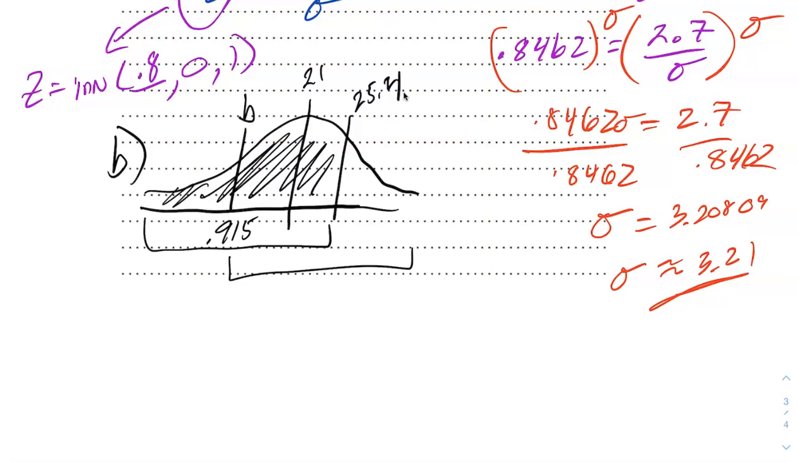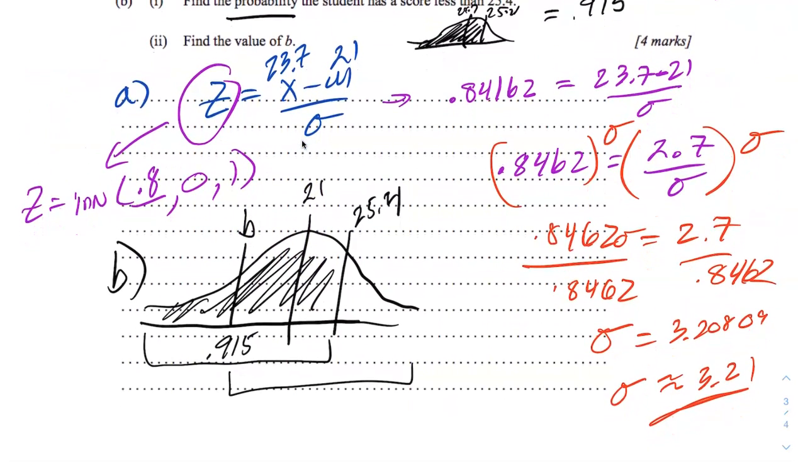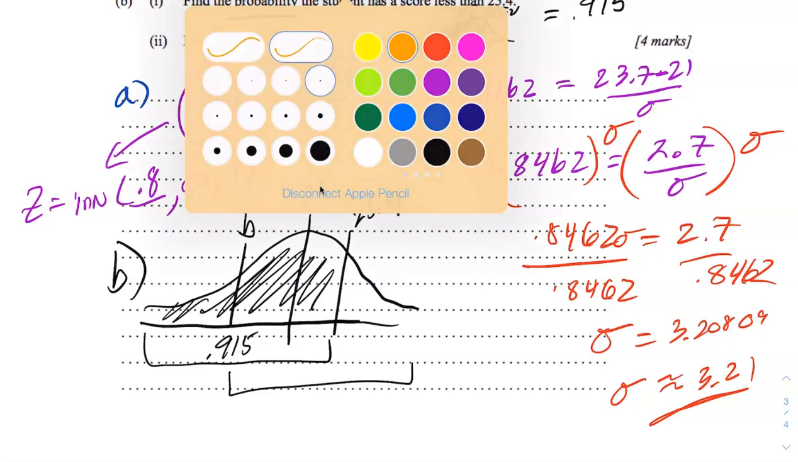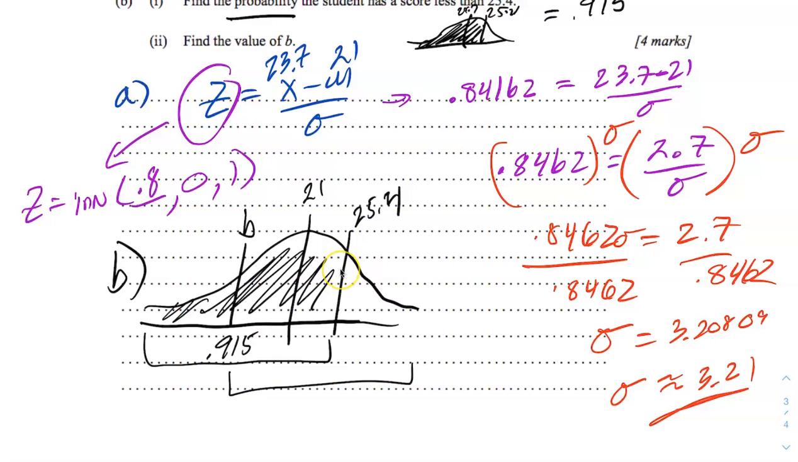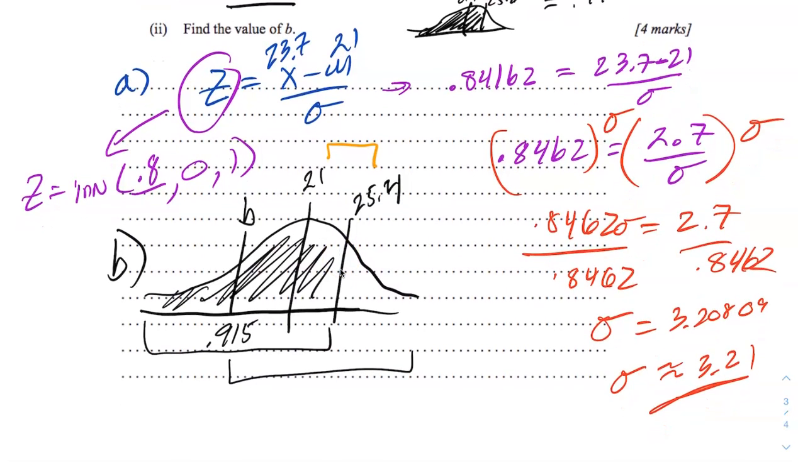Okay, so how do we find this one? Now it says find the value B. There are actually two ways to do this. If this is 0.915 and from here to here is 0.915, they're the same distance away from the center. Remember, it's a normal curve, so it's symmetrical. How far is it from 25.4 to 21? About 4.4. Then subtract it backwards here: 21 minus 4.4 would be 16.6. So that should be my answer.